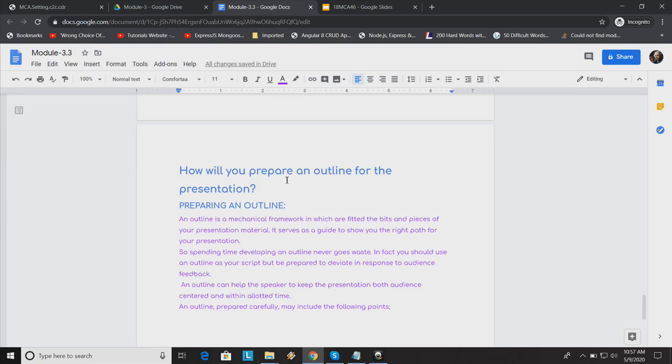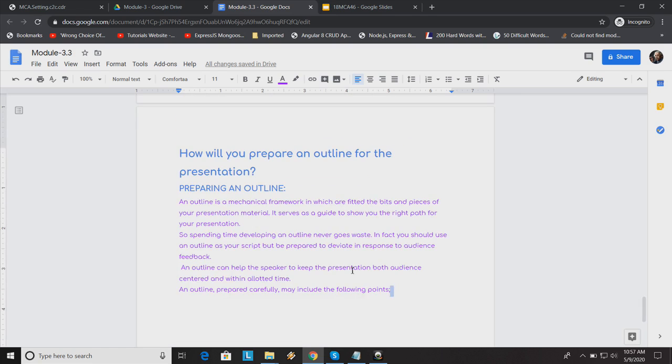How well do you prepare an outline for the presentation? An outline is a mechanical framework in which are fitted the bits and pieces of your presentation material. So spending time developing an outline never goes to waste. In fact, you should use an outline as your script, but be prepared to deviate in response. An outline can help the speaker keep the presentation audience-centered and within the allotted time. An outline prepared carefully may include the following points.